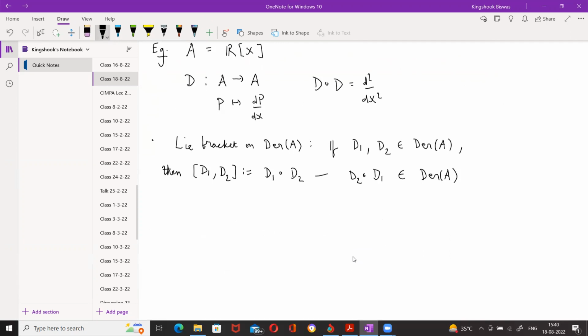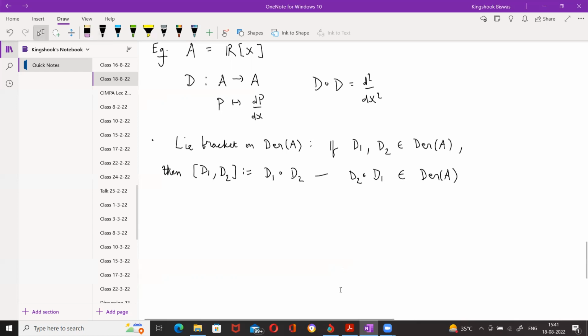You just check that this satisfies the Leibniz rule. You do the computation and you'll find that certain terms cancel, and this will satisfy the Leibniz rule. So this is just algebra. There are no smooth functions, no differentiation, nothing, just algebra. For any R-algebra A, the space of its derivations will have this Lie bracket operation.